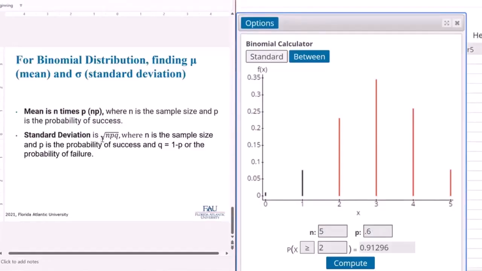The standard deviation is the square root of n times p times q, where q is 1 minus p. 1 minus p is 0.4. Here n is 5. I'd multiply 5 times 0.6 times 0.4, and then take the square root of that, and that would give me my standard deviation. I do have a couple of problems ready.